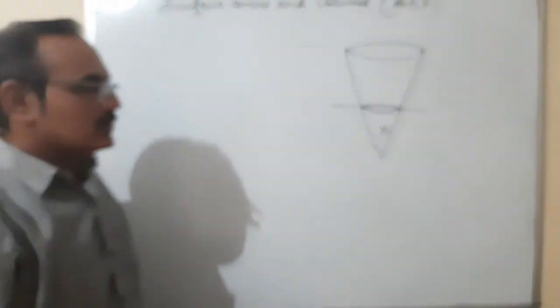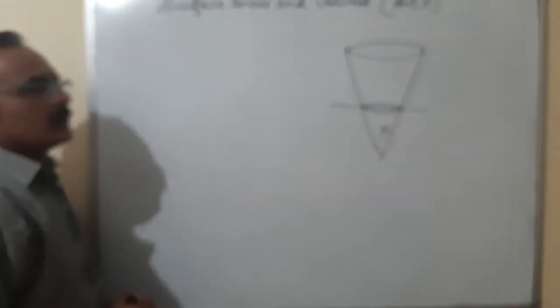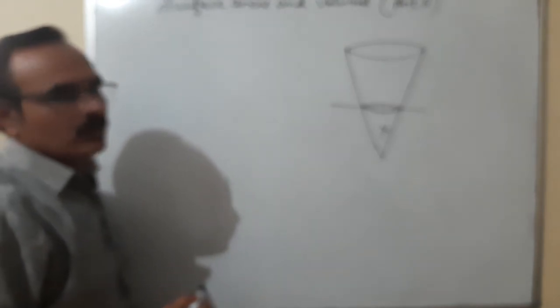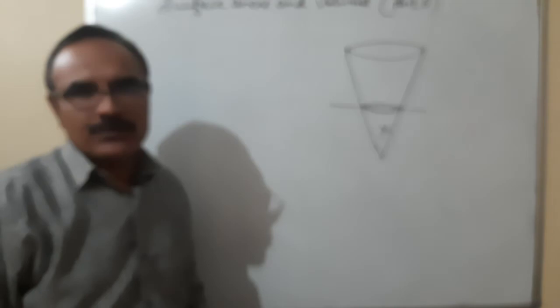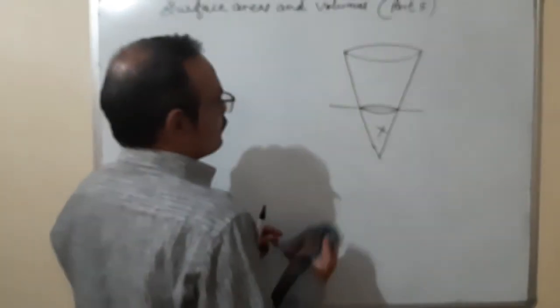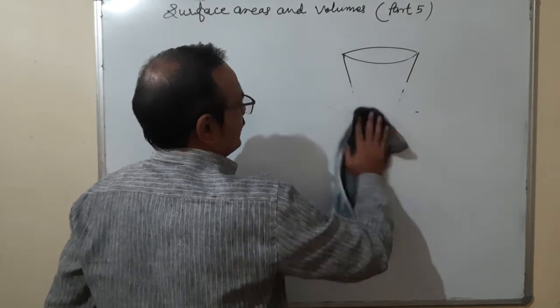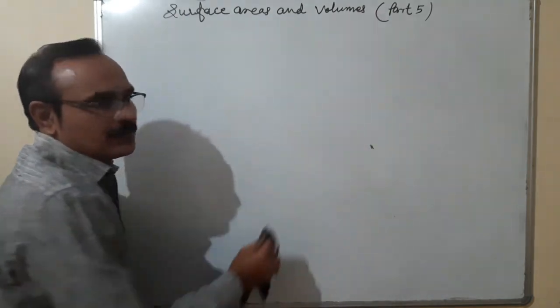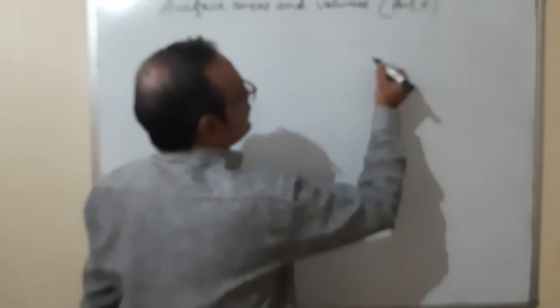Okay. So in a frustum of a cone, we discussed what the formulae of the CSA, TSA and volume are. One formula I am going to derive today is the volume of a frustum of a cone. How to derive the volume of a frustum of a cone, right? On the basis of the volume, you can derive the surface area and total surface area of a frustum of a cone also. So for finding the volume, let us see.